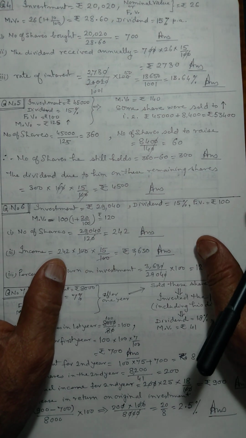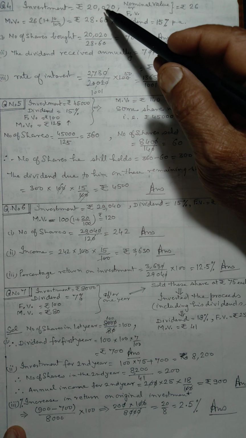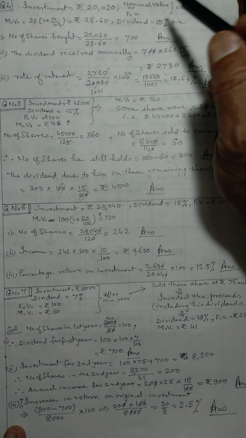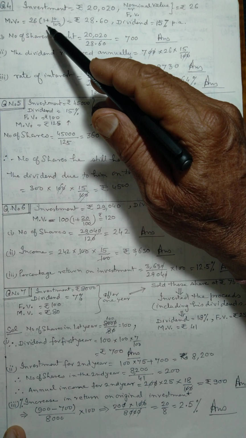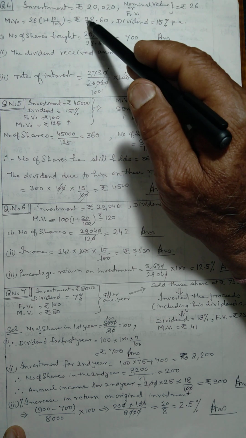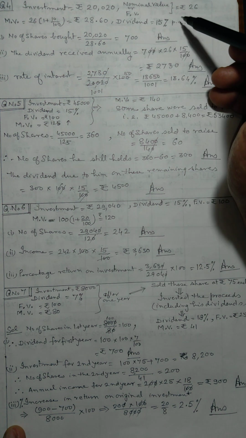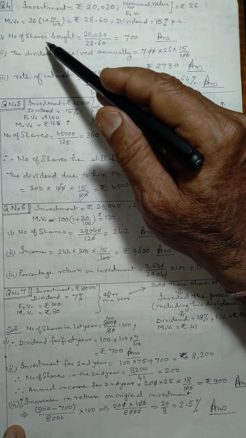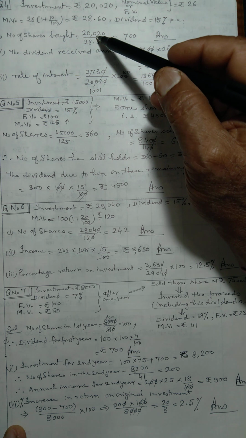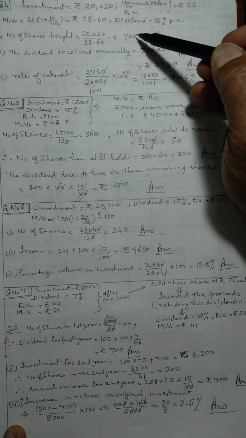Now question number 4. Investment is given 20,020. Nominal value or the face value is rupees 26. Market value that is 10% premium. So 26 in bracket 1 plus 10 by 100, it will be equal to 28.60. Dividend is given, that is 15% per annum. So the number of shares bought will be equal to 20,020 divided by 28.60, it will be equal to 700.